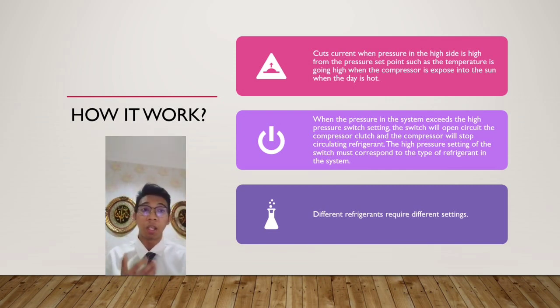So when high pressure happens, the switch will open circuit the compressor clutch and the compressor will stop circulating refrigerant. The high pressure setting of the switch must correspond to the type of refrigerant in the system. So different refrigerants and systems require different settings of the high pressure switch.